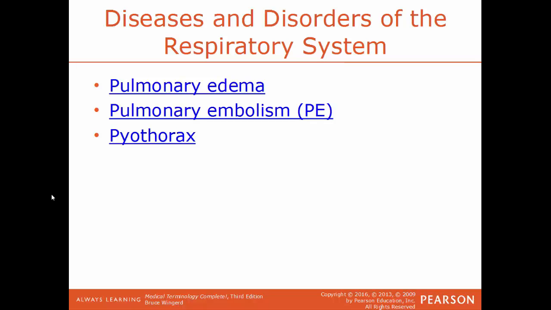And our last term here, pyothorax. This is an infection in the chest cavity due to pus. This is also known as an abscess, because this is really just a pleural effusion, but the fluid that's building up is actually pus. Another term for this is also purulent pleurisy.